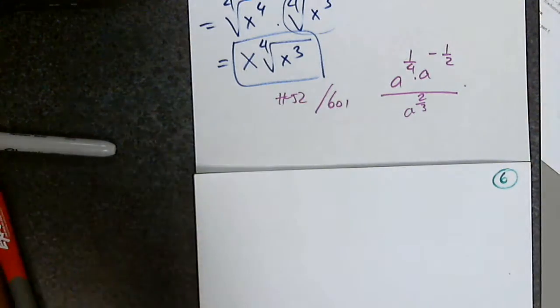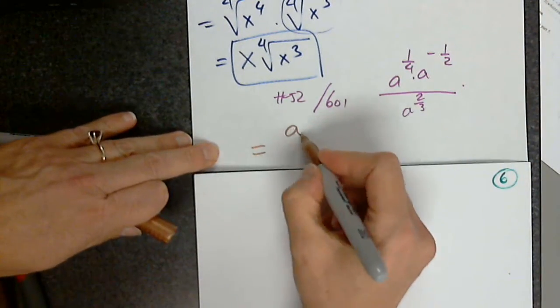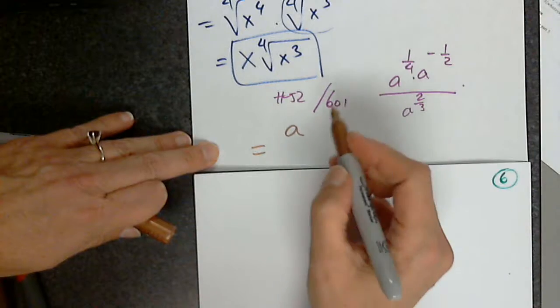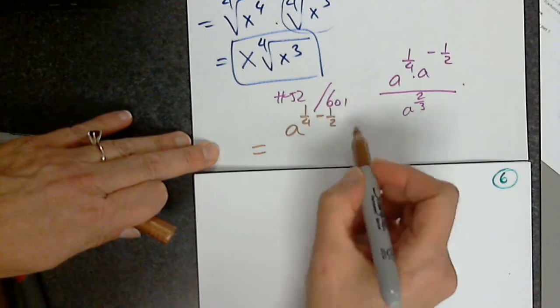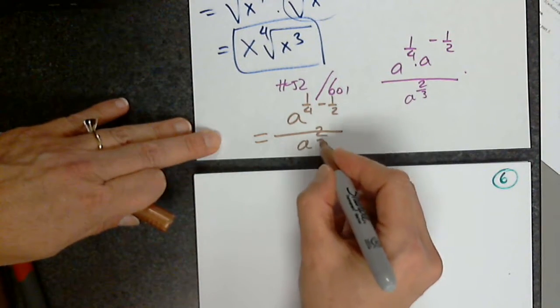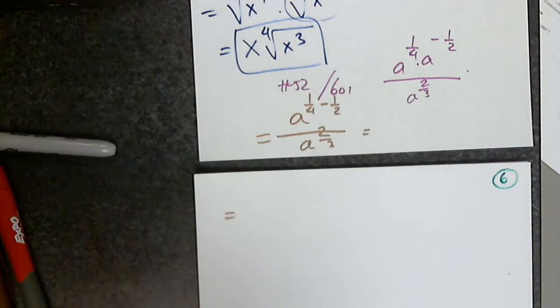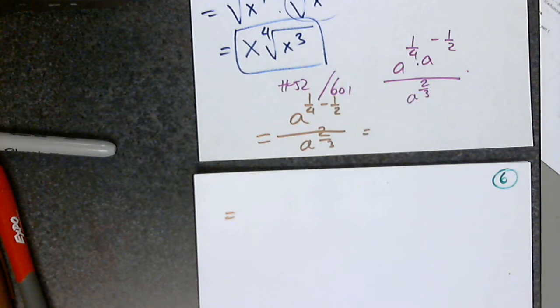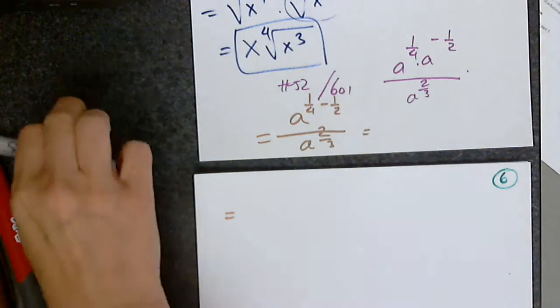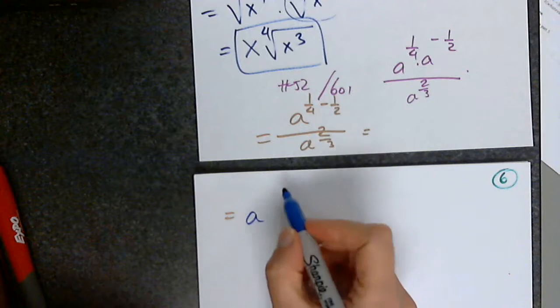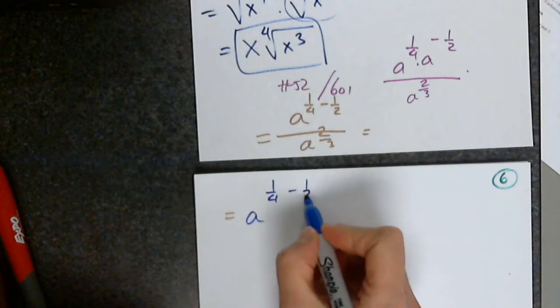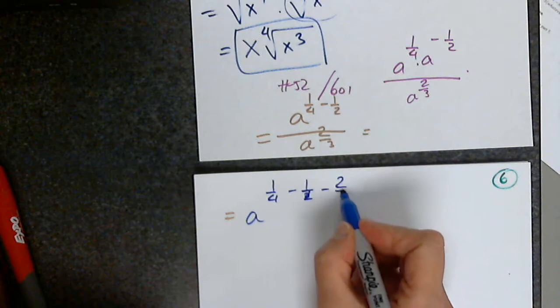Right, exactly. So copy the base, add the exponents. Do not add them. Just leave them alone for a moment. Divided by a to 2/3. Okay. Then, now I have two exponential notations, one at the top and one at the bottom. How do I divide them? Subtract the denominator. The exponent of the denominator from what I have at the top. Very good. So then I copy the base, and I have 1/4 minus 1/2 and minus 2/3.